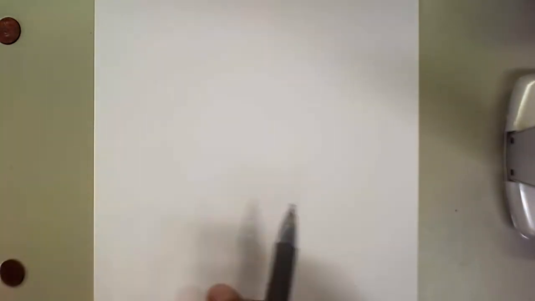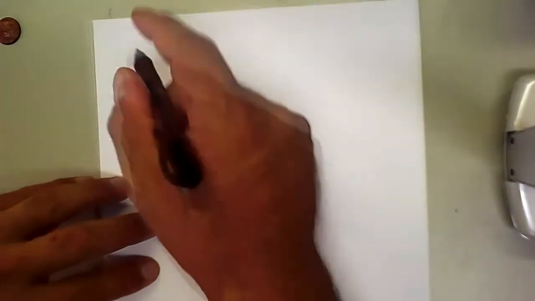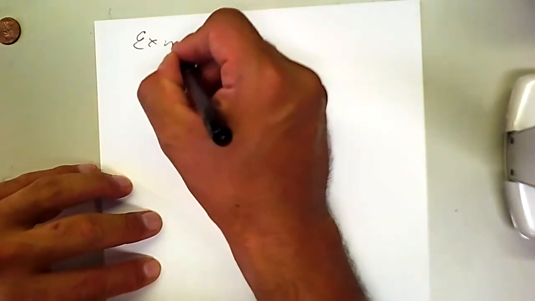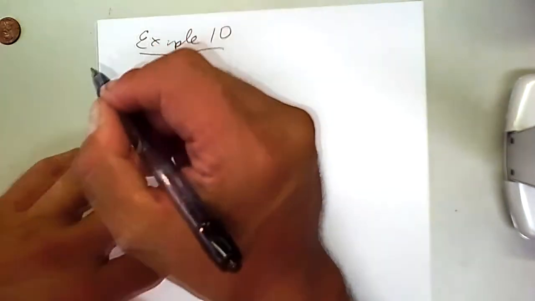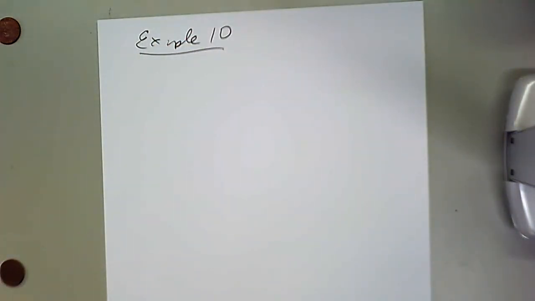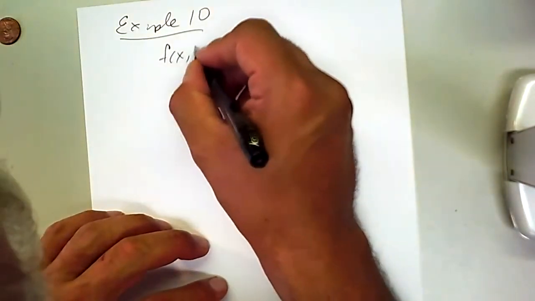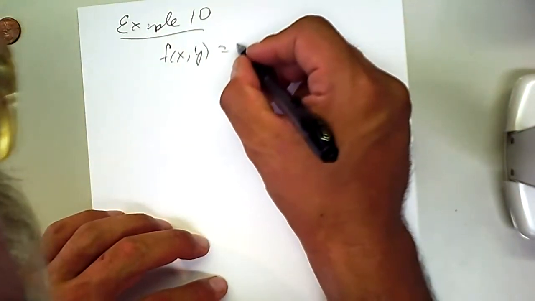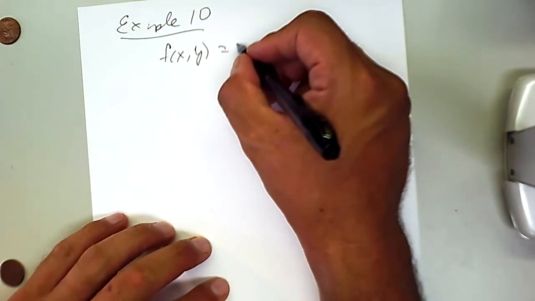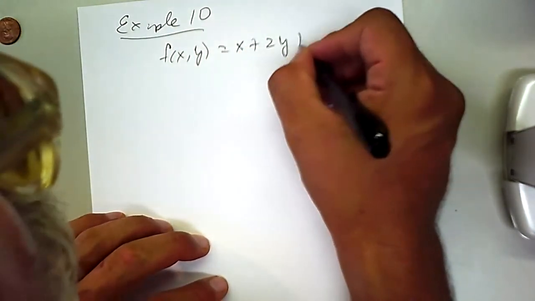The one you definitely do not want to neglect is planes. Example 10. Let's say you have f of x, y equals x plus 2y plus 3.